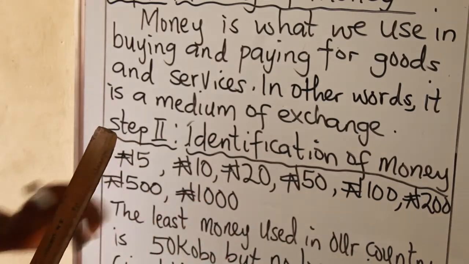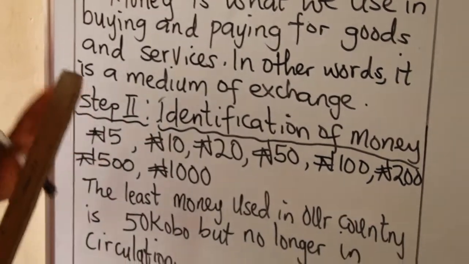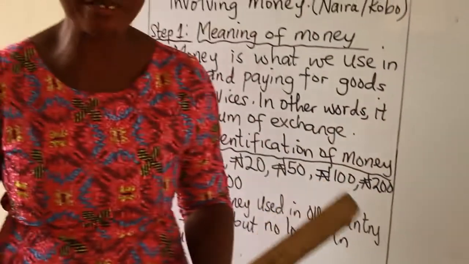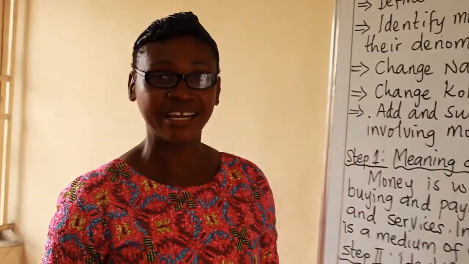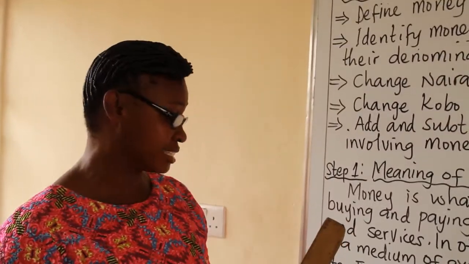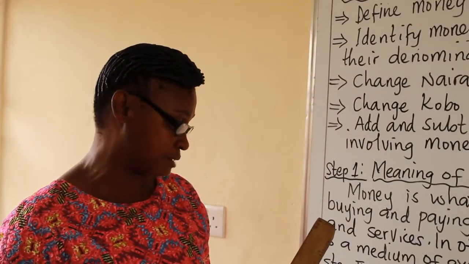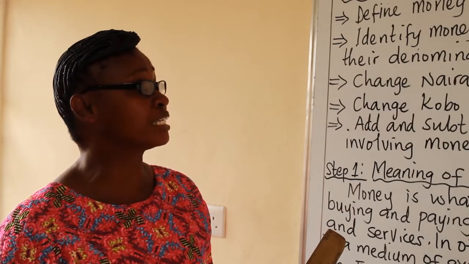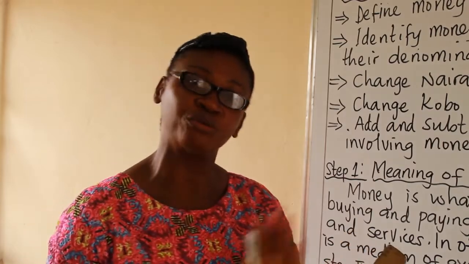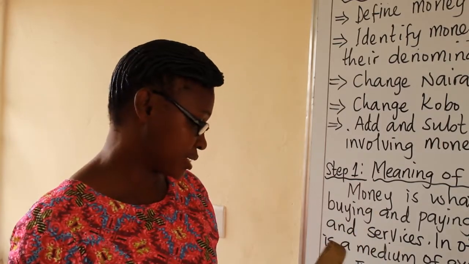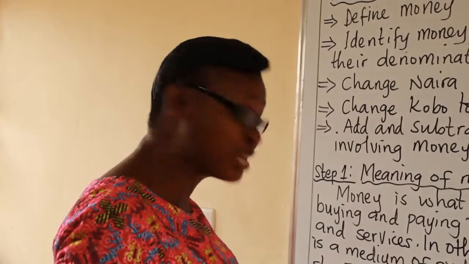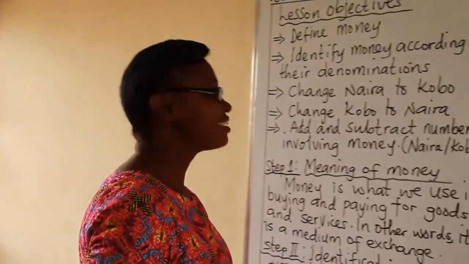The least money we use in our country is 50 kobo. But children, I'm not sure you've seen 50 kobo before. It is no longer in circulation here in Nigeria. But that is the list. I brought this in because we will be dealing with changing naira to kobo and from kobo to naira. All right. Please, I'll drop my pointer because we will be solving now.